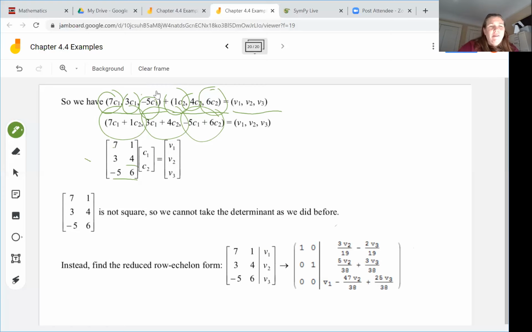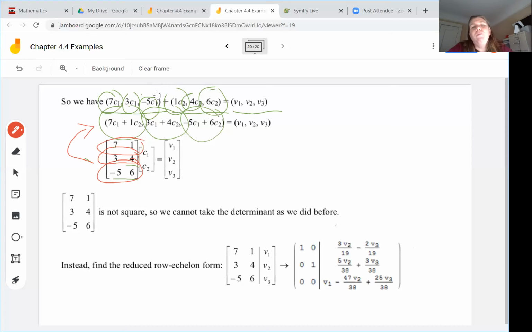So if we set that up with these arbitrary elements, V1, V2, V3, we see the values from the first element, the 7 and 1, go in the top row of our coefficient matrix, the values 3 and 4 from the second element go into the second row of our coefficient matrix, and the values negative 5 and 6 from the third element go into the third row. You can see if you multiply those by C1 and C2 as a column vector, you just get back out this same equation that we had up here equal to V1, V2, V3. So we're just translating our vectors to matrices.